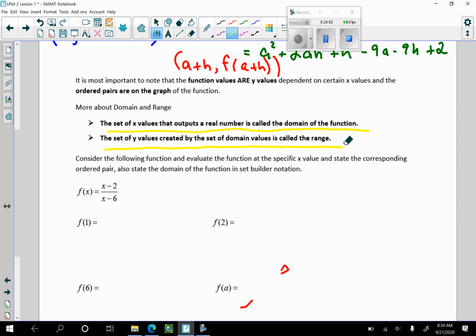The reason why this is important, if I look at this particular function, because we're going to consider the following function, evaluate the function at specific x values, and state the corresponding ordered pairs. But we're going to state the domain here of the function in set builder notation. So this is a function right here. This is called a rational function, and we're going to have a whole unit. Unit 4 is about rational functions. The domain of that function is the set of all x values that output a real number.